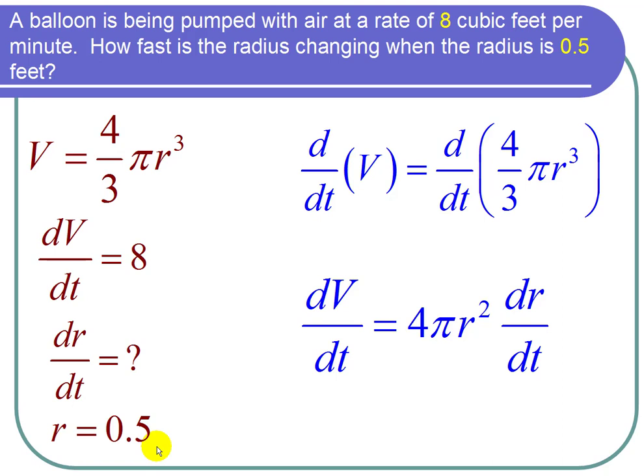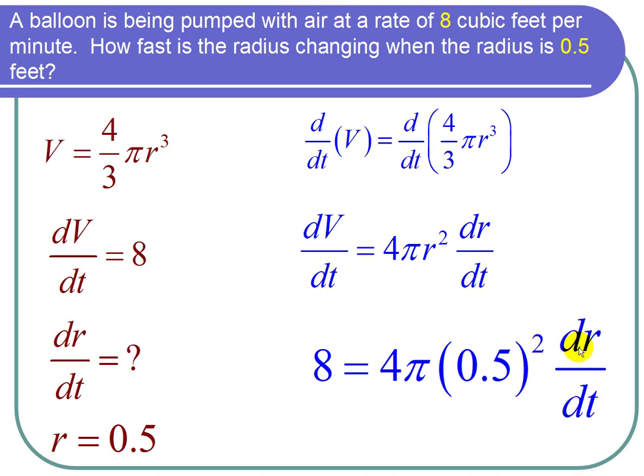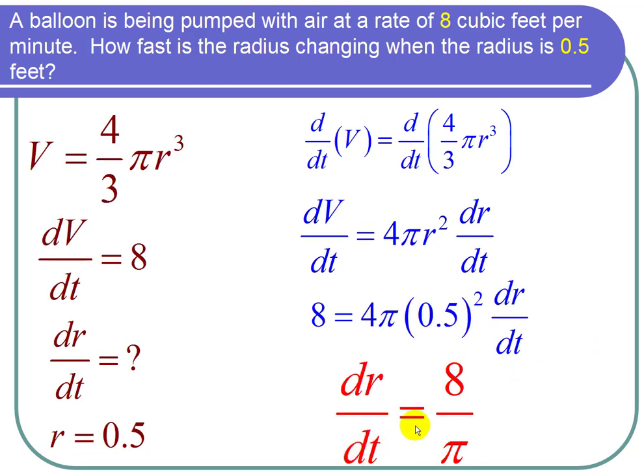So I could just divide by pi, and my final answer is dr over dt is equal to 8 over pi. Or in other words, the radius is changing at a rate of 8 over pi feet per minute when the balloon's radius is 0.5 feet. And I'm done with the problem.